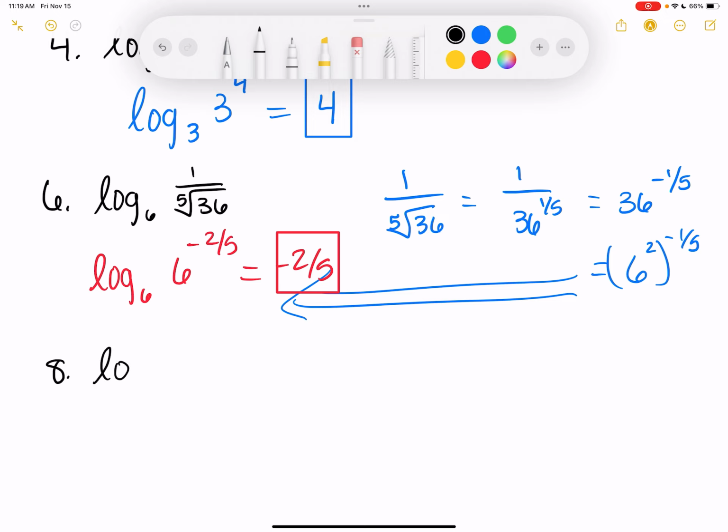Number 8, log of 10,000. It's not written here what base is on this log. Log base 10. So can I rewrite 10,000 as 10 to some power? And if so, what would it be? Think about how many zeros there are.